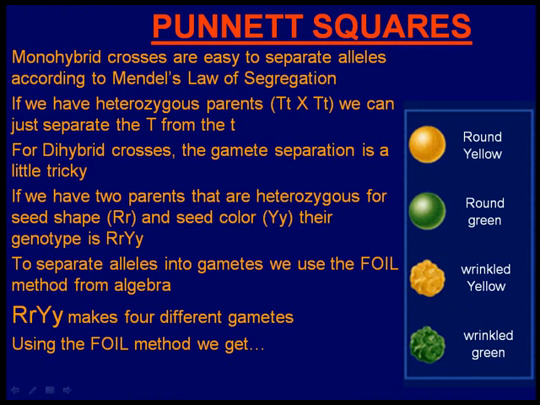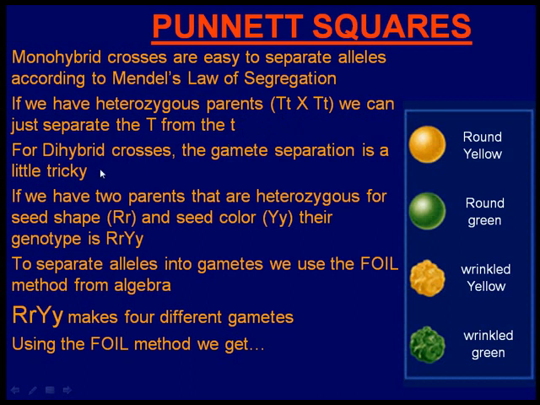So, we're going to get off of these 1 trait crosses, those are the easy ones. We're going to get into 2 trait crosses. Monohybrid crosses are easy, separating alleles according to Mendel's law of segregation is a piece of cake. If you have a heterozygous parent, like you just saw in the previous slide, big T, little t times big T, little t, you just separate big T from little t. Okay, that's half and half. Pretty simple, you just split it in half.